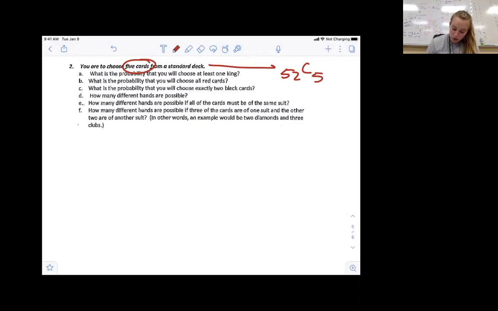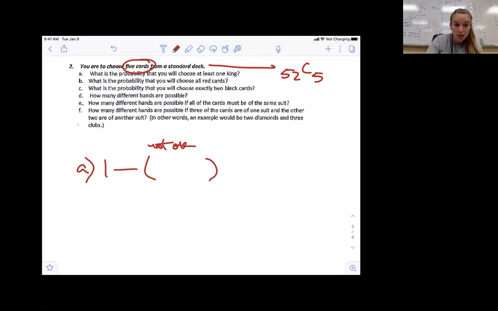So the probability that you'll choose at least one king. I can choose 1 king, 2 kings, 3, 4, or 5. That's a lot of options. What I can't have though is 0 kings. So I'm going to do 1 minus what's not okay. Remember we did that in class a couple times? Instead of doing the option of 1 and of 2 and of 3, I'm just going to ask, what's the probability I can't choose any kings?